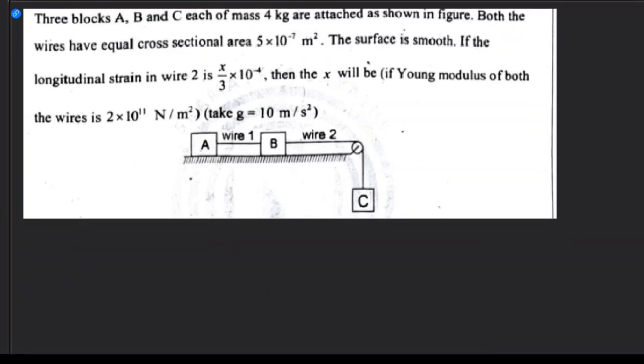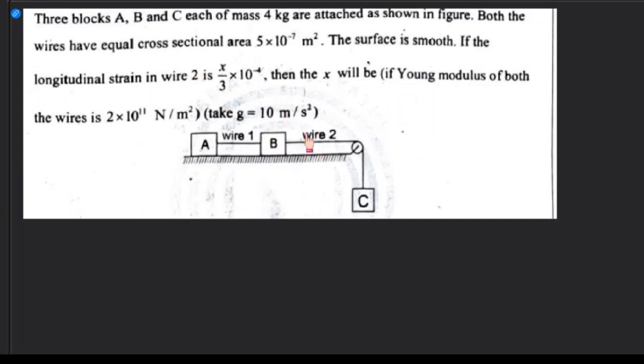Next one. This question is logical and important also. So 3 blocks A, B and C, each of mass 4 kg, are attached as shown in the figure. Both the wires have equal cross-sectional area of 5 into 10 power of minus 7 meter square. The surface is smooth. If the longitudinal strain in wire 2 is x by 3 into 10 power of minus 4, then x will be?